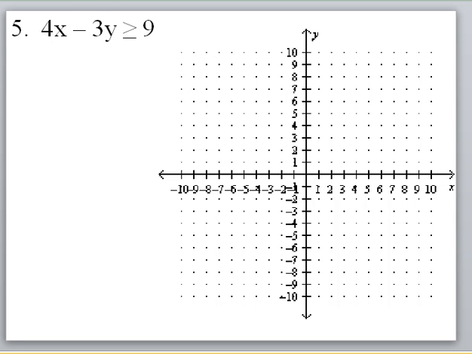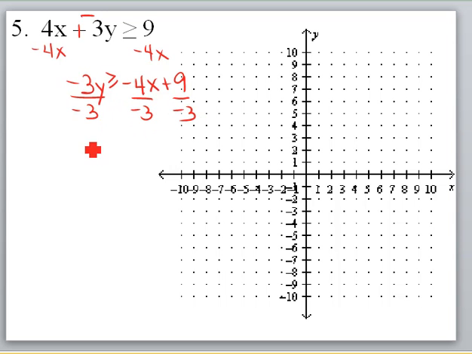Next problem, you could use x and y intercepts again, but that's going to give me a nasty fraction. So I am going to go ahead and solve for y on this problem. Give me good practice on that. So I'll subtract 4x on both sides. Negative 3y is greater than or equal to negative 4x plus 9. I'm going to divide by a negative 3 everywhere. There's where I'm going to be flipping that sign around. So y, instead of greater than or equal to, is less than or equal to. Negative over negative is a positive 3/4 x plus a negative 3.